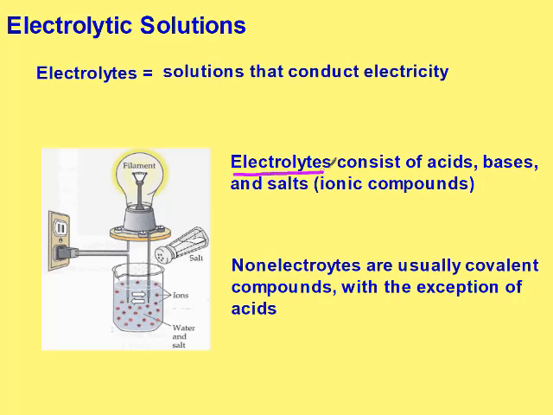Electrolytes are simply acids, bases, and salts. We saw previously that strong acids and strong bases are strong electrolytes, but weak acids and weak bases are also electrolytes. They're just not as strong of electrolytes. They're weak electrolytes. But all acids, bases, and salts, being simply ionic compounds, aka start with a metal or NH4, are going to be electrolytes. Non-electrolytes are going to be covalent compounds, again with the exception of acids, since acids are electrolytes.